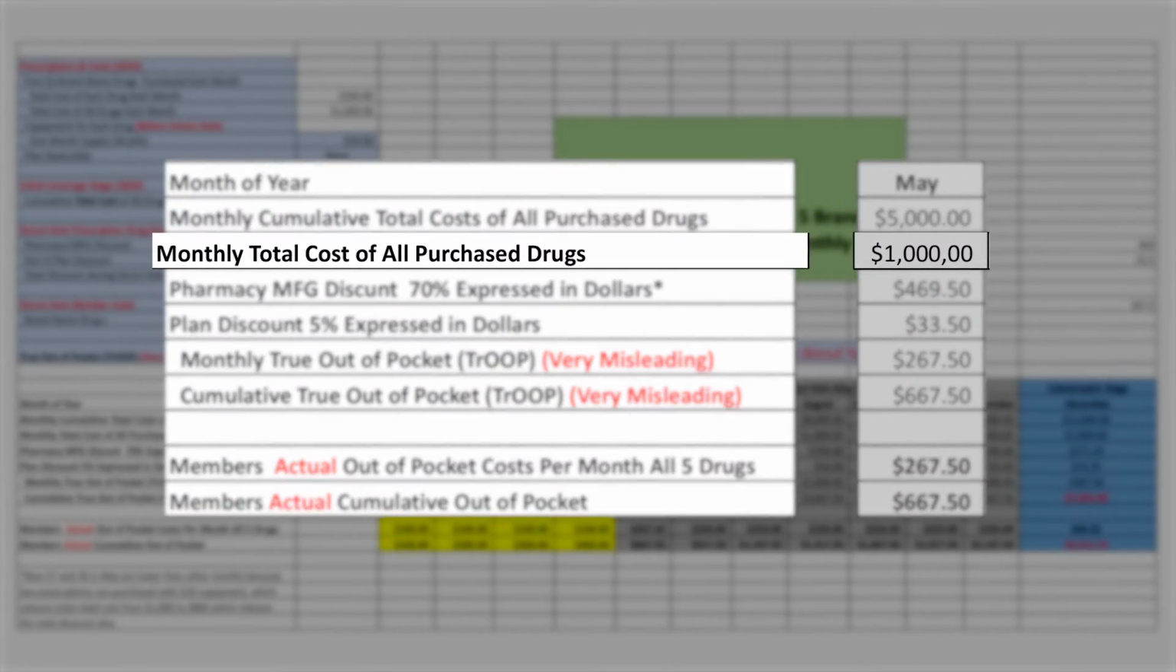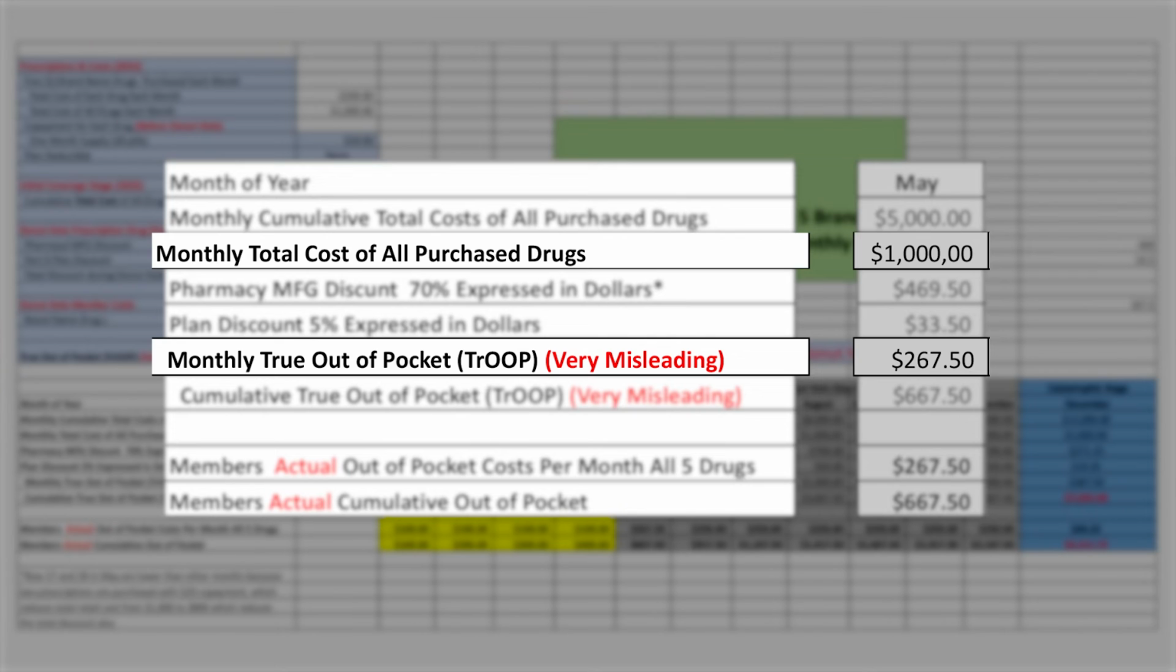Monthly total retail cost remains $1,000. However, on row 28, TrOOP increases from $100 to $267.50, and on row 31, actual out-of-pocket also increases to $267.50. This is because this member reached the donut hole, so a $20 copayment changes to 25% of retail cost of the prescriptions.